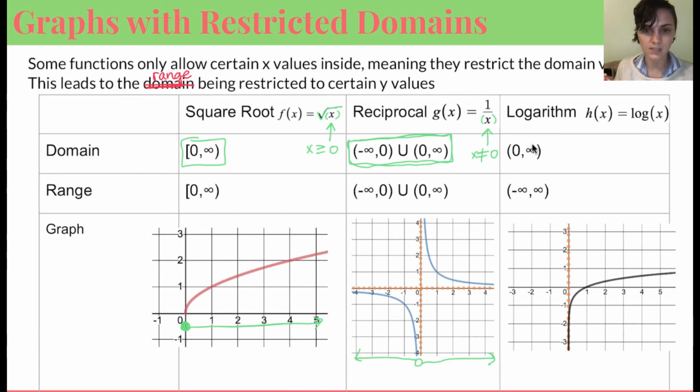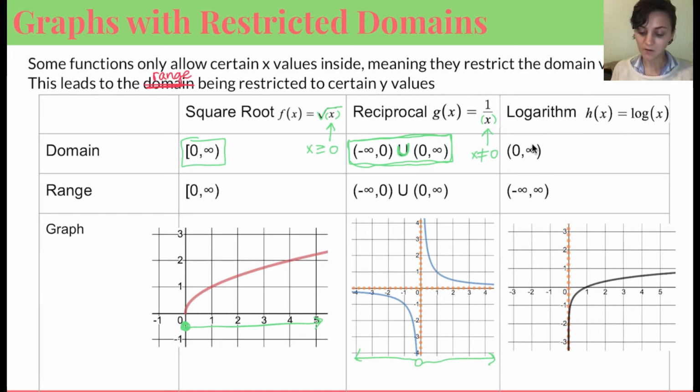Negative infinity to 0 in union with, or and, this U, 0 to infinity. And because I have that restricted domain, it affects the range and allows the range to only go from negative infinity to 0 and then 0 to infinity as well.